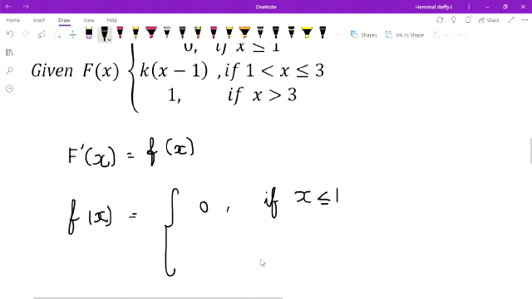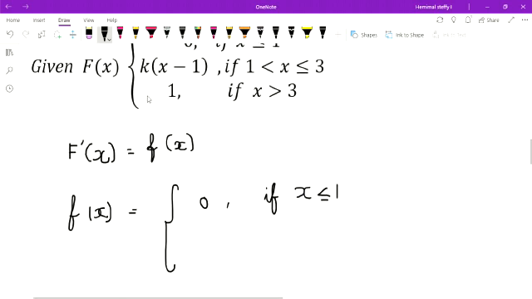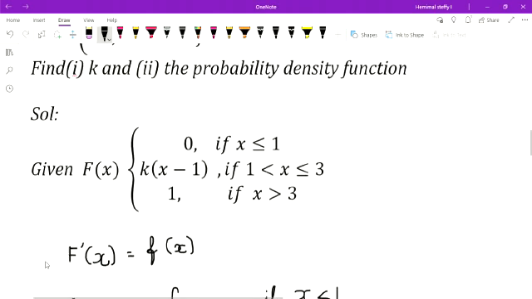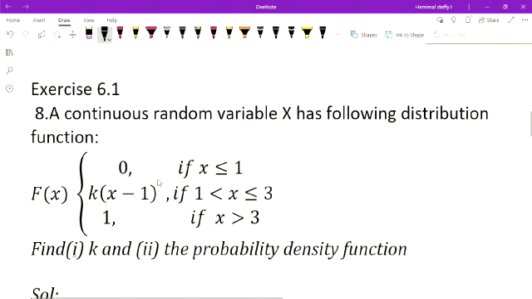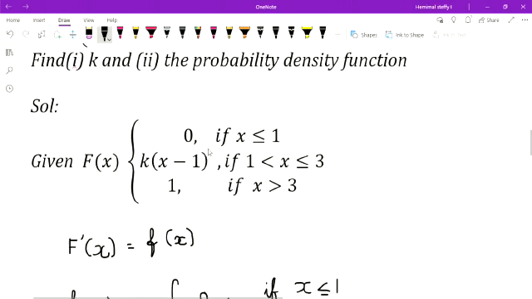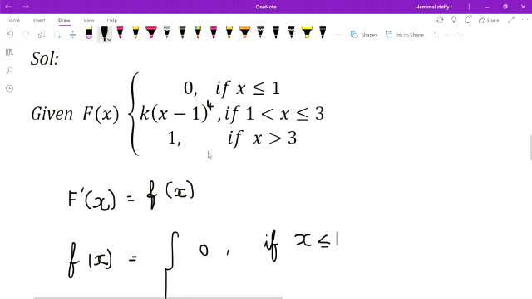Then taking the differential of k times (x minus 1) power 4. Sorry, I made one mistake in the question: it is x minus 1 power 4, this also has the power 4. How do you take the differential of this? On the side, I will do that in a rough column. The differential of (x minus 1) whole power 4 with respect to x.